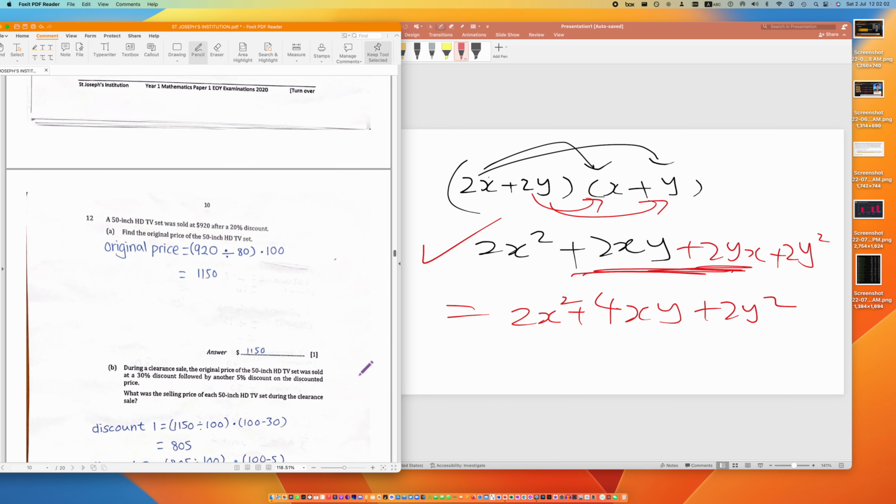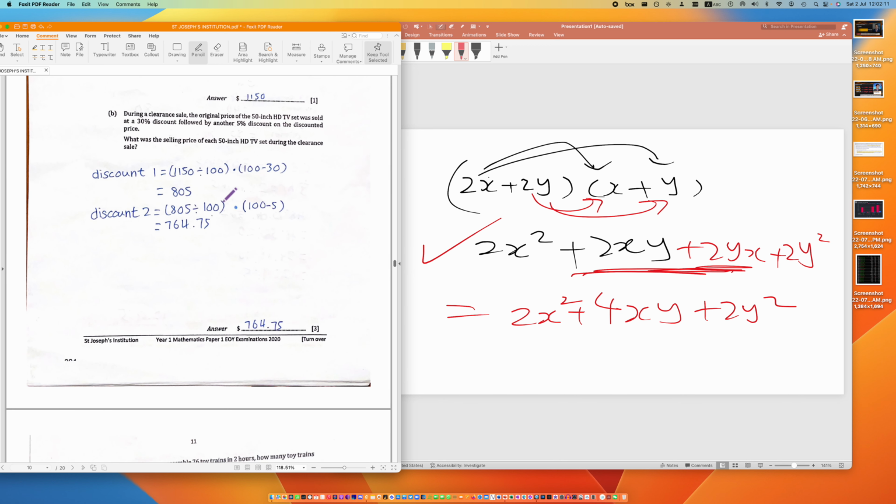Okay, this one comes to a discount. So the data set was sold at this after 20% discount. Yep, so you divide by the 80% times. Okay, good. So discount 1, discount 2. During a clearance sale, the original price is 50 inch and she was sold at discount. So 70% followed by, okay, good.